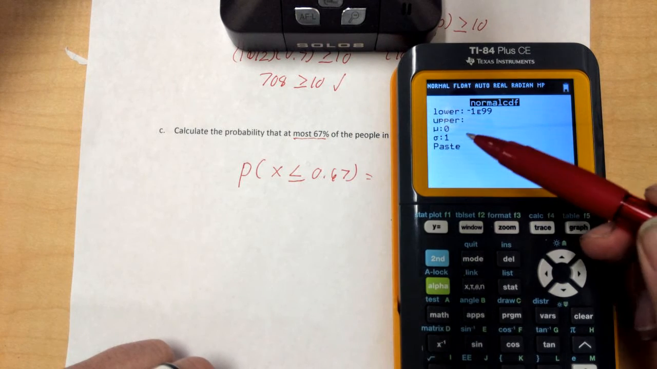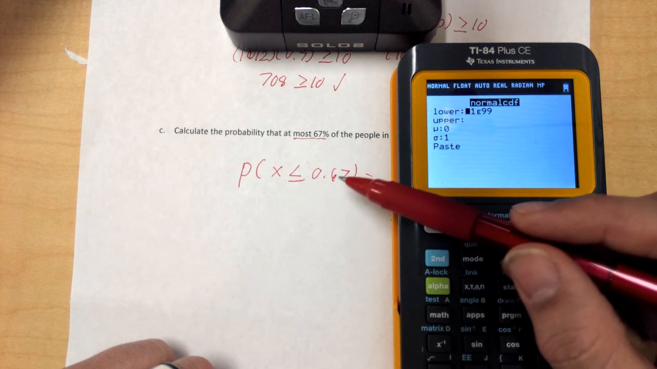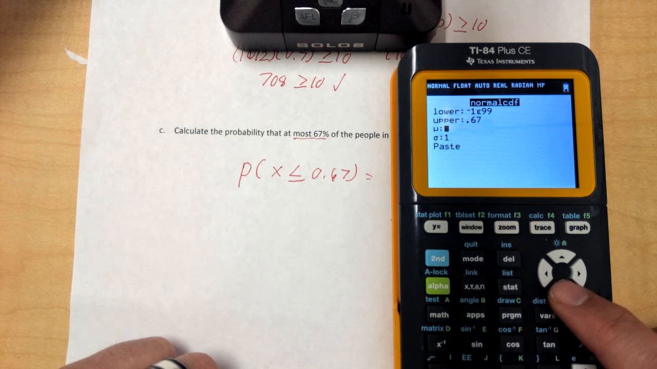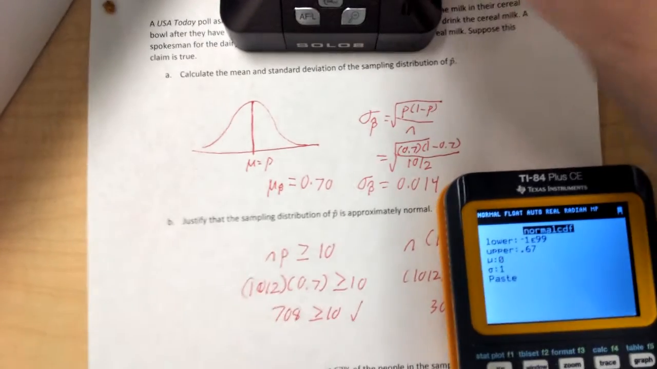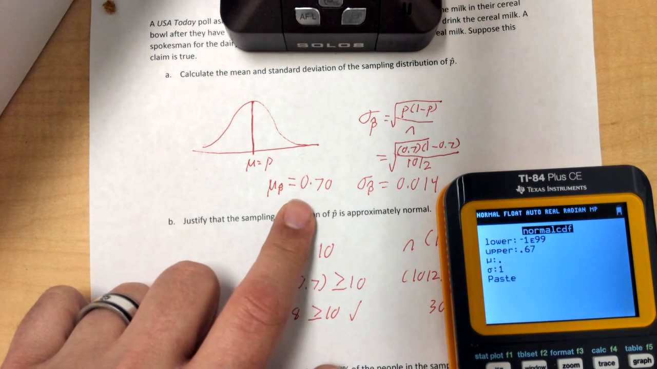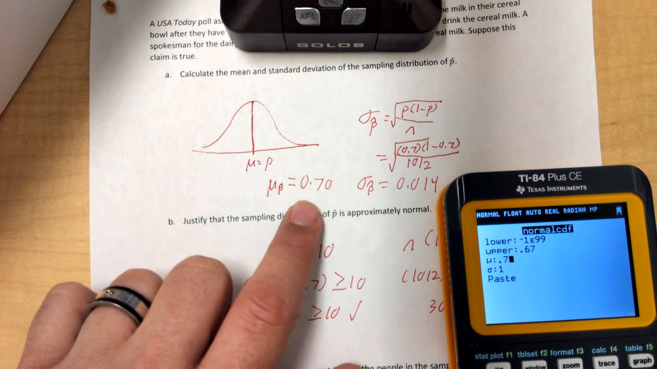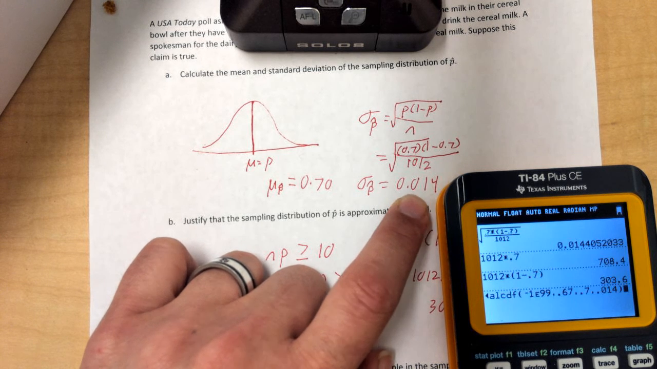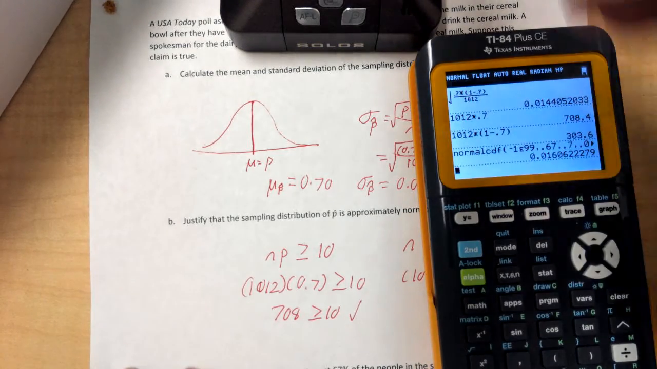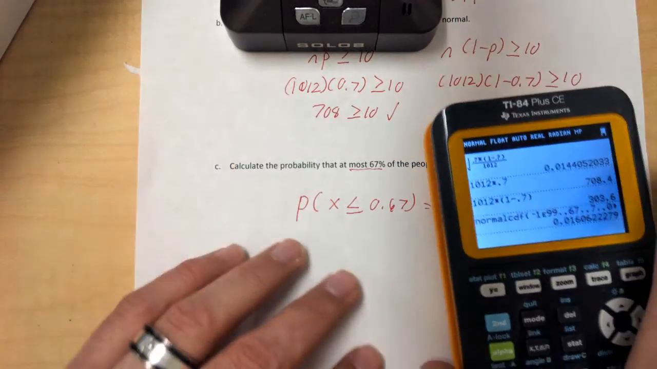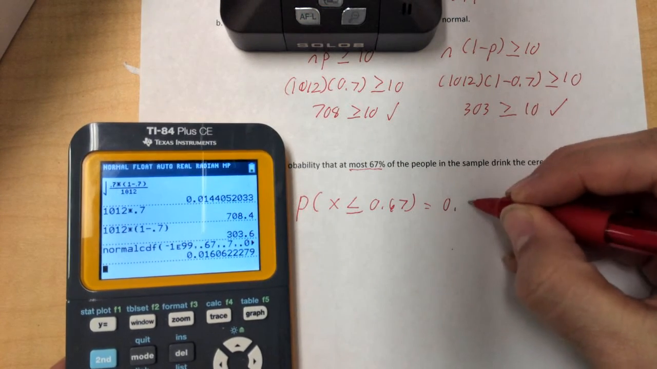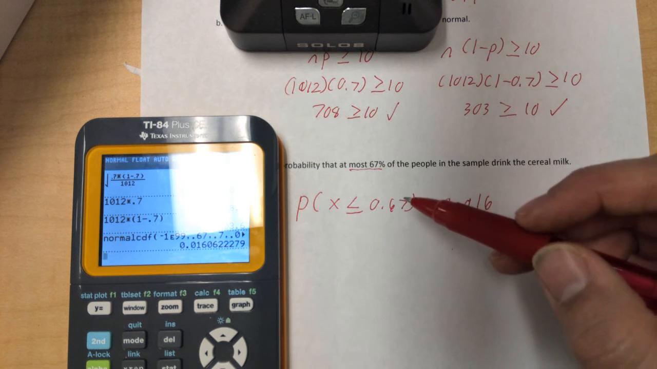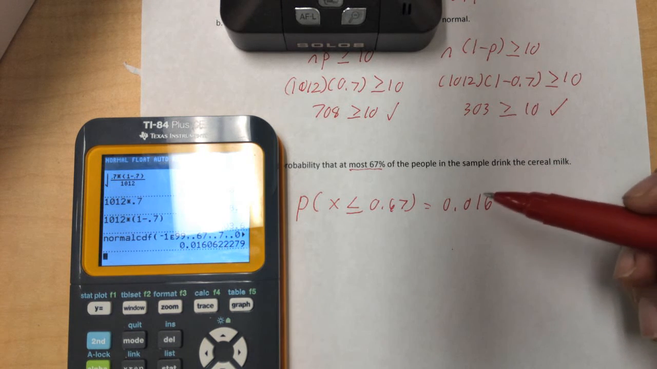In this case, our lower is going to be a big negative number because we want everything less than 0.67. So we put an upper of 0.67. Our mu, we found in the first part, is 0.7 because it's our population proportion, and our standard deviation is 0.014. We calculate that out, and we find that our probability is 0.016. So 1.6% of the time, 67% or less of the people that we survey will drink the milk.